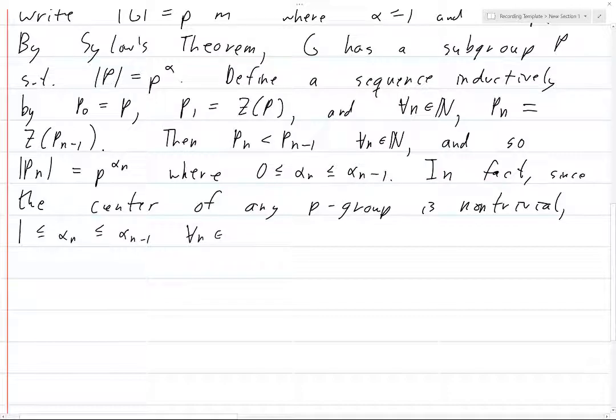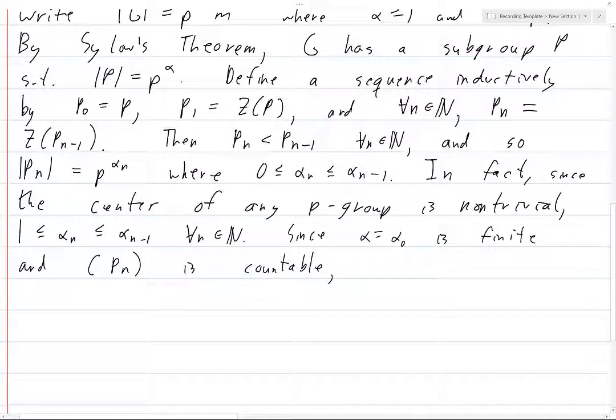All right? Since alpha 0 is finite, and P_n, the sequence, is countably infinite, there must be some natural number n such that alpha_n equals alpha_{n+1}.